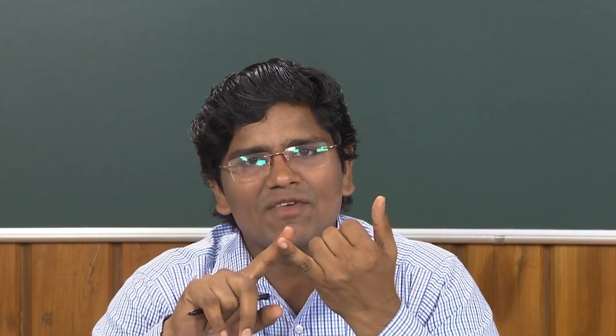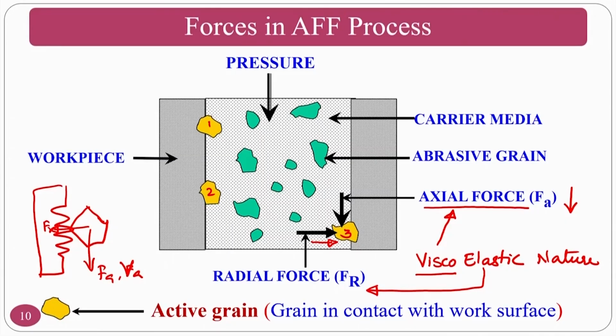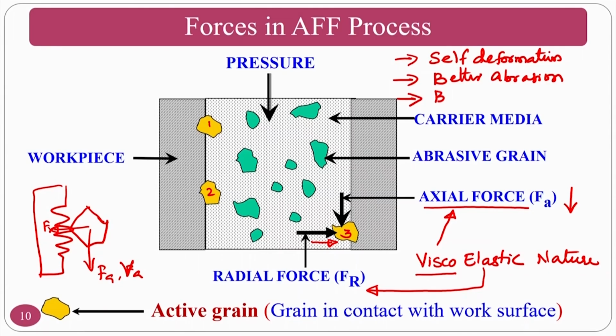Okay. What about the inactive abrasive grains? This particular medium has three properties. One is self deformability. The second is better abrasion, and the third is better flowability. So, these are the three main components of this medium.